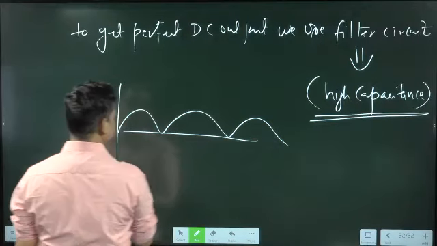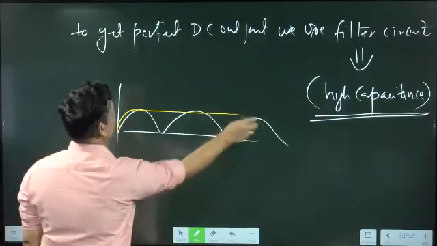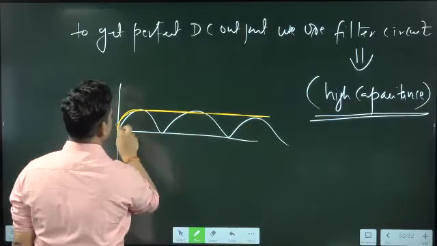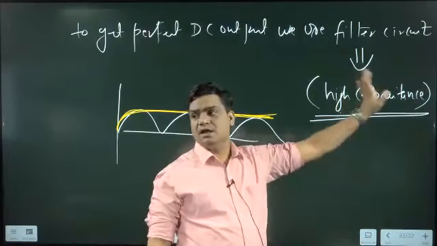This is not the perfect DC. So if you use the filter circuit, then the output will become like this yellow line, and this will be almost perfect DC. Perfect DC will be obtained whenever we take high capacitance.